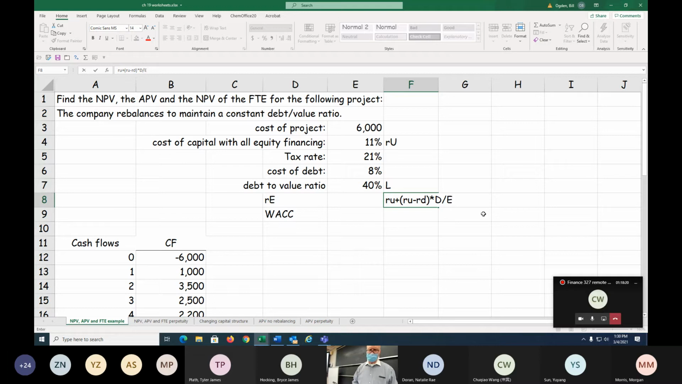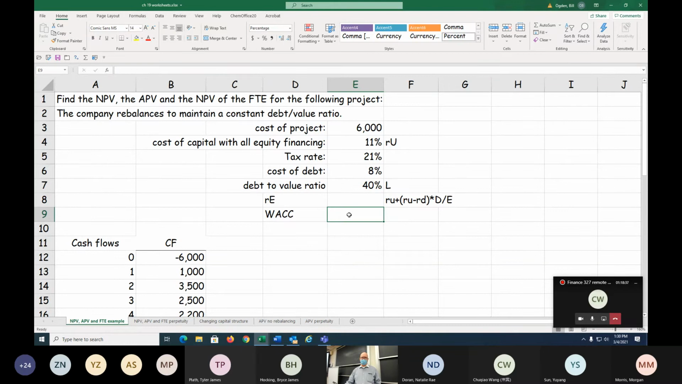To equity. Okay? So this is debt to value. So do I put 40% right here? Of course not. That's debt to value, 40%. You want 40 over 60, don't you? Okay, you got it. Now you put your RE in, get your WACC, discount the cash flows, fill out the rest of the table, you got it.